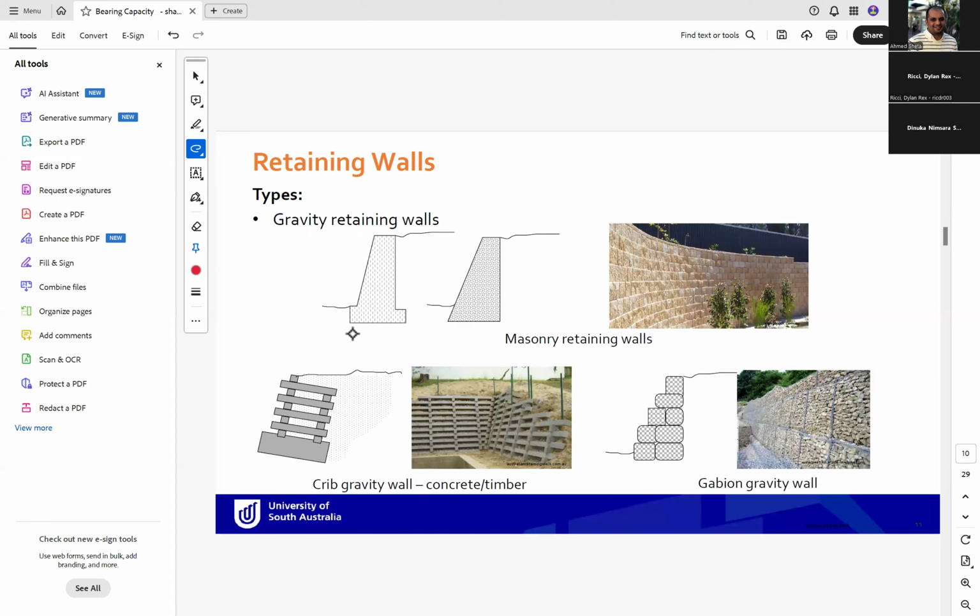So the first type is the gravity retaining wall, which is the typical retaining wall. The gravity retaining wall is a very heavy wall that can have these two shapes, for example, this trapezoidal shape. It is retaining the soil from this side and there is a lower level on the other side. So the soil will add some pressure on the retaining wall here in this direction.